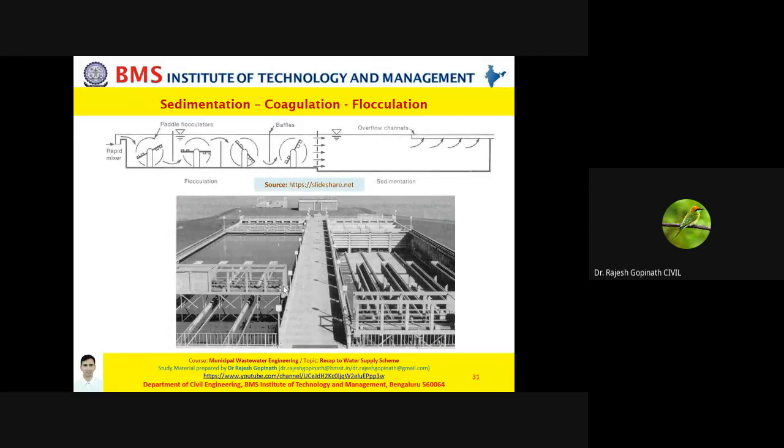wherein these coagulants make these fine suspended solids become bulkier, get attached with each other, stick with each other, and eventually, as this process continues, those particles will become heavier and they would settle down. So you're converting or transforming a suspended solid into a settleable solid. But that is coagulation you're talking about.